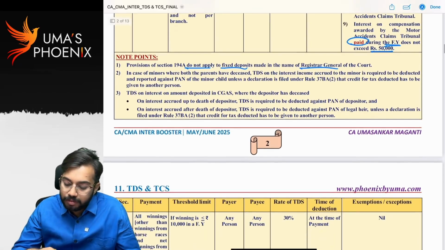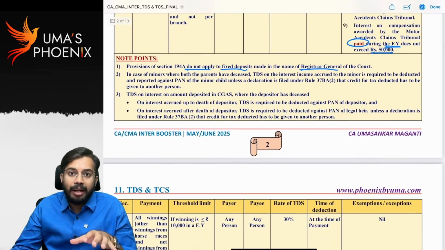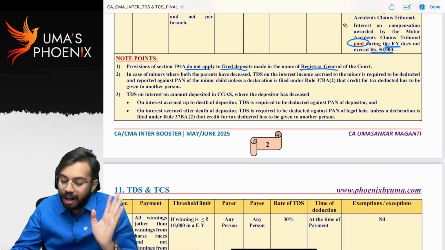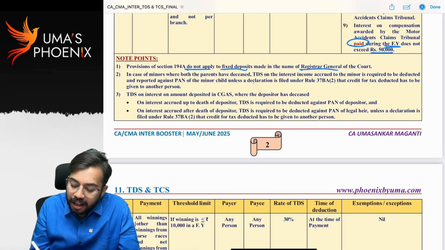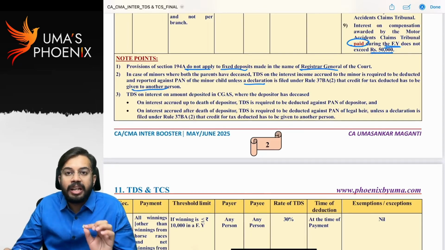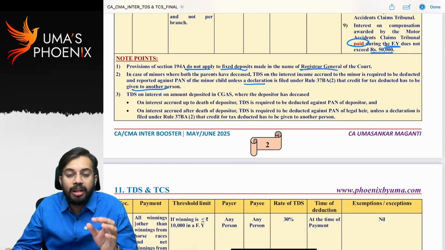Next, in case of a minor, where both the parents have died and interest is paid to the minor, TDS is required to be deducted in the name of the minor only, unless a declaration is given in the name of any other person. Mr. A is a minor, 12 years old. His parents died. However, he has an FD of 10 lakh rupees.